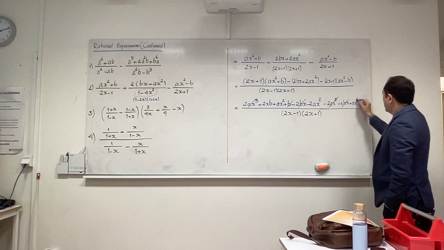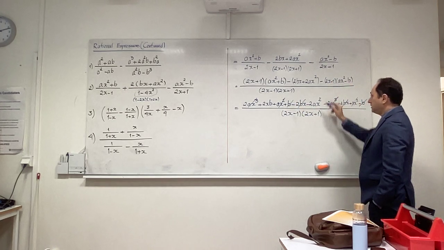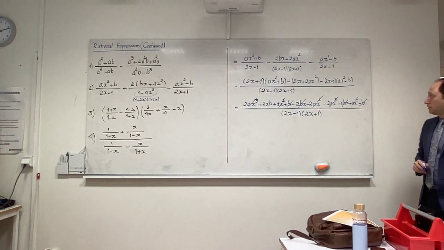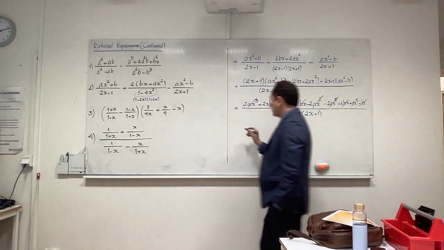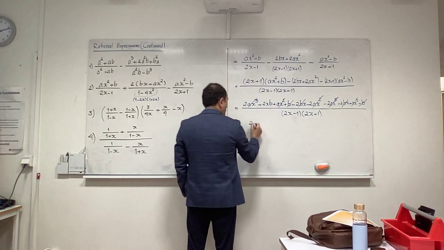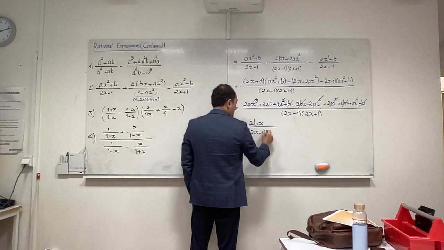Yes? Oh, okay, yes. ax squared plus ax squared is 2ax squared, but that's minus 2ax squared. That's also gone. So we have two. That's only 2bx. Is that your answer? Yeah, this is our answer. That's good. So this becomes 2bx, and then divided by 2x minus 1 times 2x plus 1.